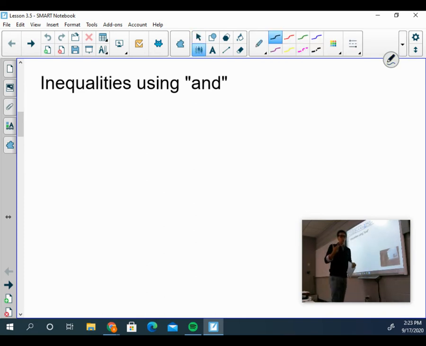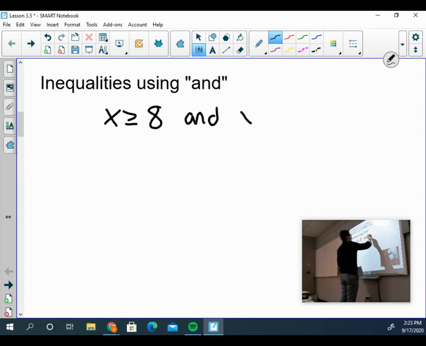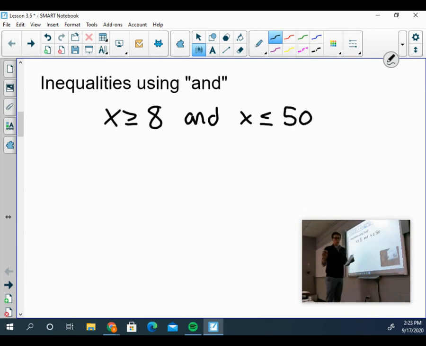So inequalities using and, what do we imagine by this? Well, as we've been talking, inequalities are solution sets to problems, right? We're not going to typically have x equals 7. It's going to be stuff like x is greater than or equal to 8. But what if we have a special situation where x is greater than or equal to 8 and x is less than or equal to 50? What do we do in that case?